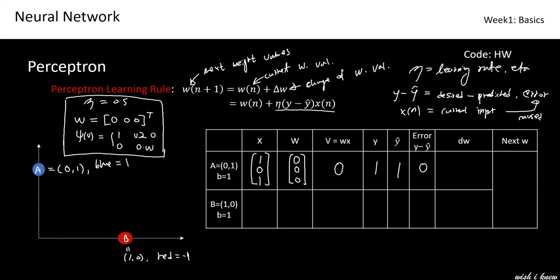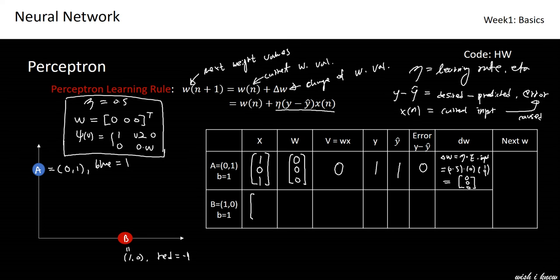So delta w is eta times error times input. Now our eta was 0.5, error was 0, and input was 1, 0, 1, and this is just going to be 0, 0, 0.